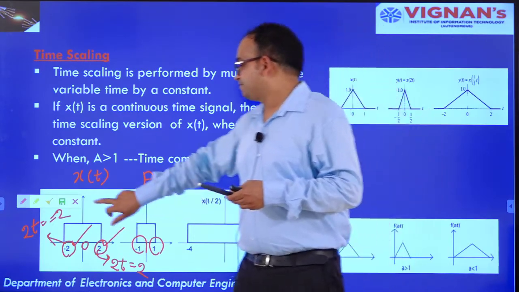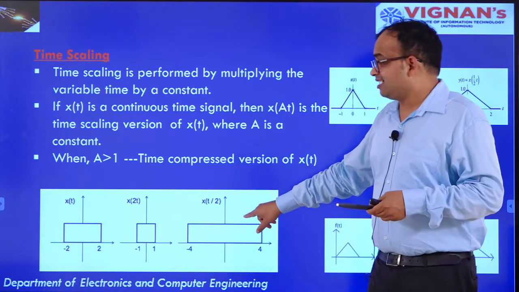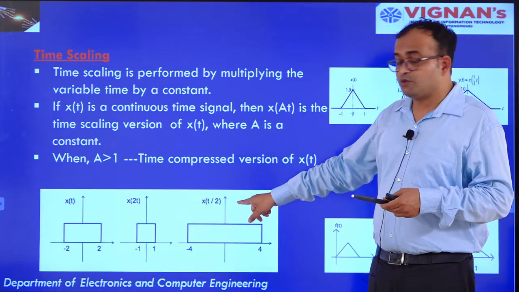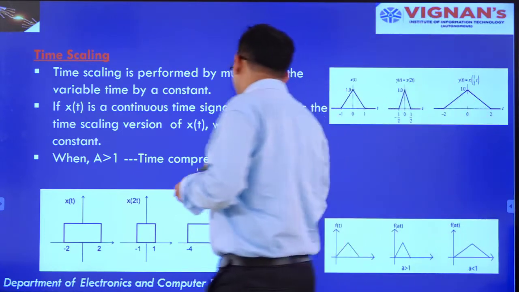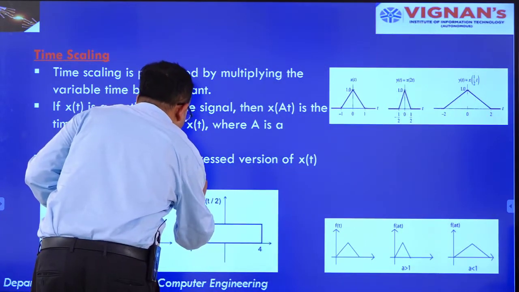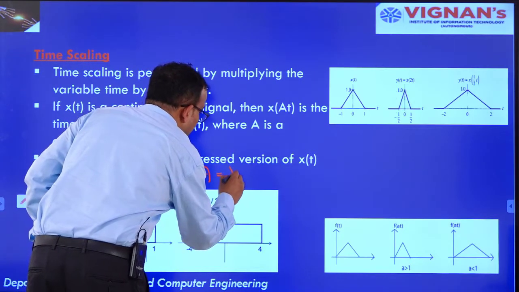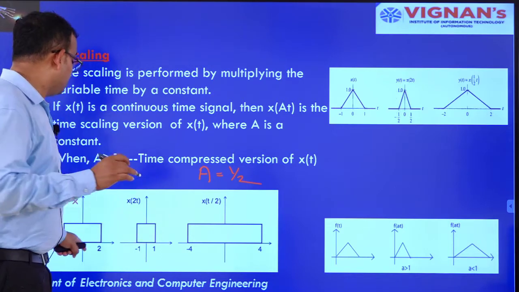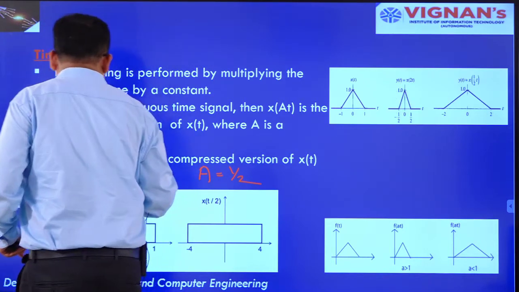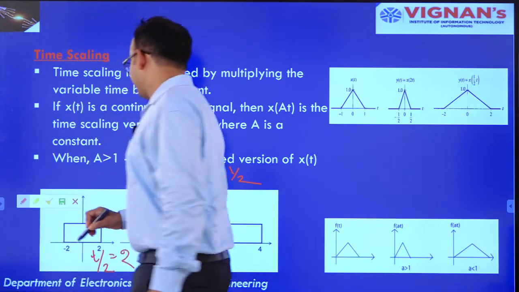Similarly, coming to the second example, the second example I have taken here is a equal to 1/2, or 0.5. Now what can we do? Same thing. Now I can take t/2 equal to 2. Can I take it like this?